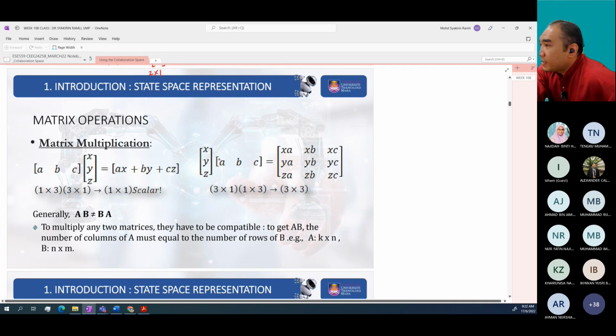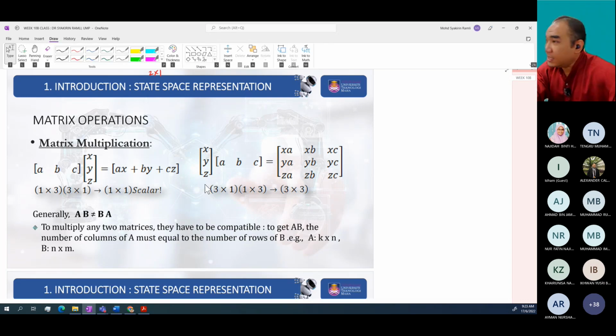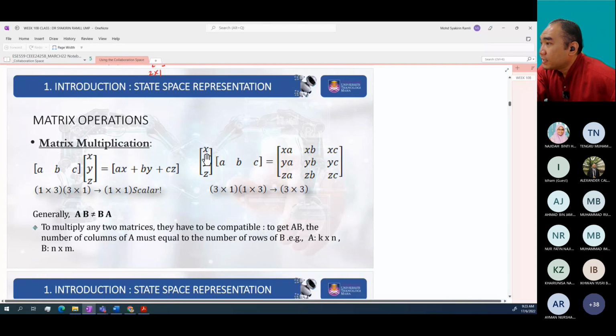Right. And if we were to multiply, for example, we got X, Y, Z. This is a 3 by 1 matrix. Multiply with A, B, C. This is 1 by 3 matrix. And the resultant is going to be 3 by 3. So kita akan dapatlah 3 kali 3. Kan dimension ini adalah 3 kali 1, 3 row. Kan untuk matrix ini we got 3 rows, 1 kolom. Ini adalah 1 row 3 kolom. So result dia kita akan dapatlah matrix with 3 by 3 matrix. Right.